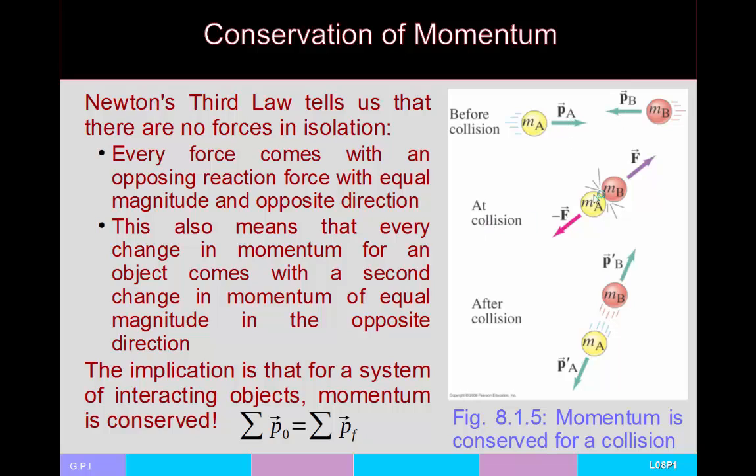So before collision, you might have something like this. At collision, you get some forces applied. After, you might have the two balls moving in totally different directions than they were moving in initially, but if you were to add this momentum and this momentum together, you'd get the same thing as if you added this momentum and this momentum together. That's conservation of momentum. So we now have a second conservation law for physics. The first one that we encountered was conservation of energy. Now we also have conservation of linear momentum.